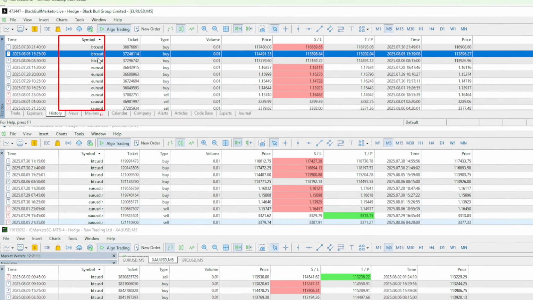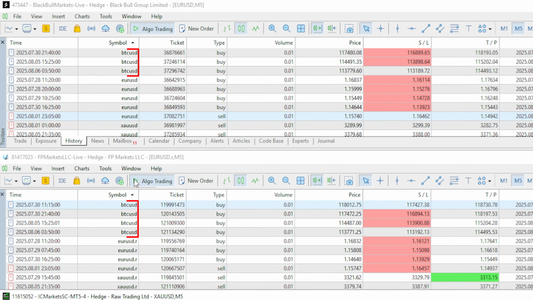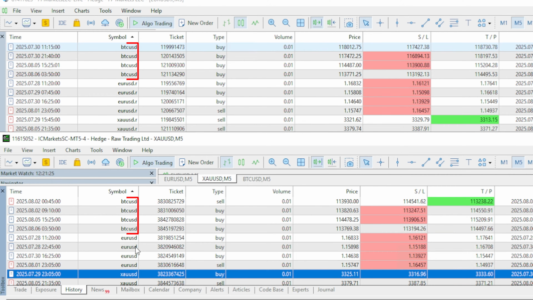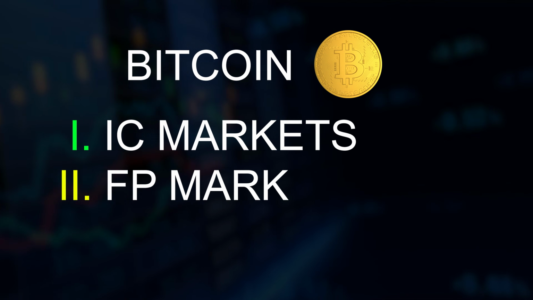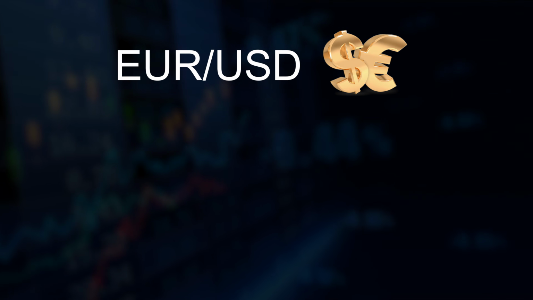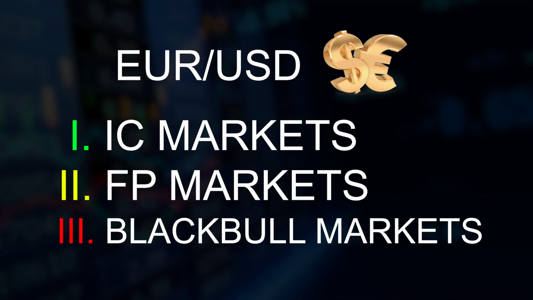For the Bitcoin and for the EURUSD there were plenty of trades. You can see that there are 4 trades with Bitcoin for BlackBull and FP Markets, 4 trades with IC Markets, a few trades with EURUSD, and I've done the calculations, so we can say that for Bitcoin the first spot goes to IC Markets, second spot is FP Markets, and third spot is BlackBull. And for the EURUSD, which we consider the currency pairs, or the conditions with these brokers for the currency pairs, the first spot goes to IC Markets, second spot to FP Markets, and third spot to BlackBull Markets.